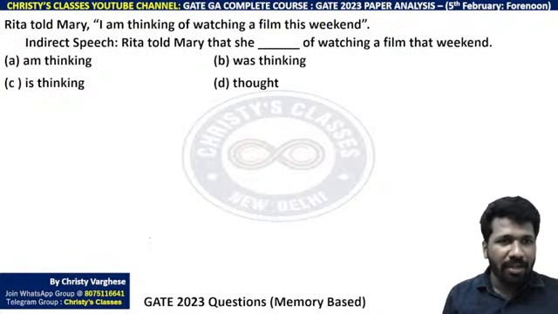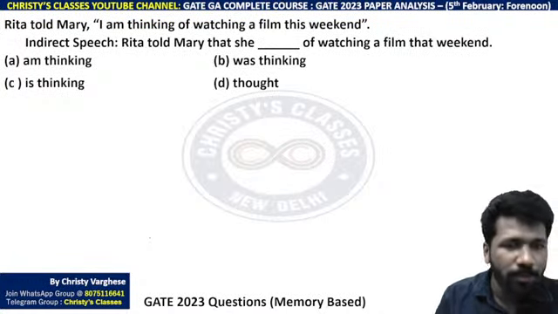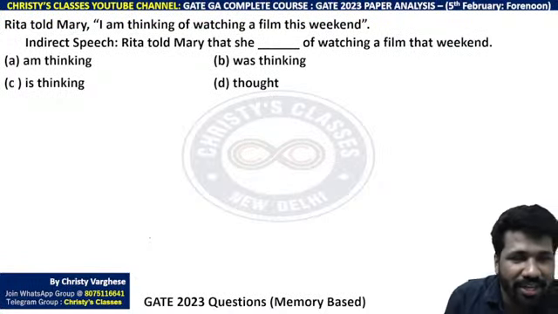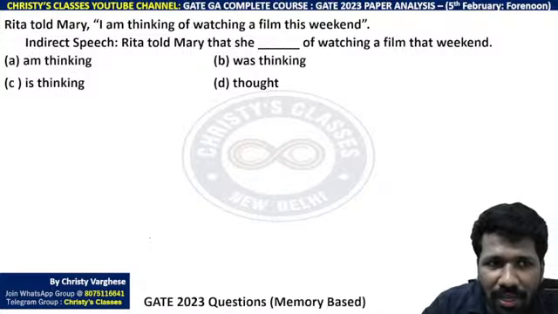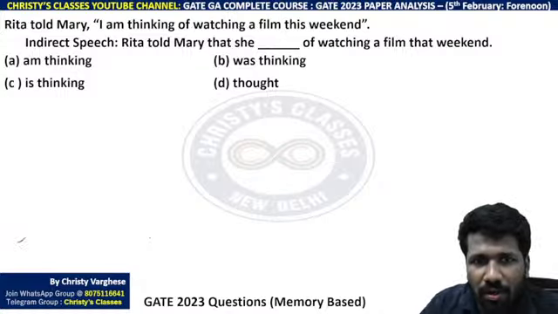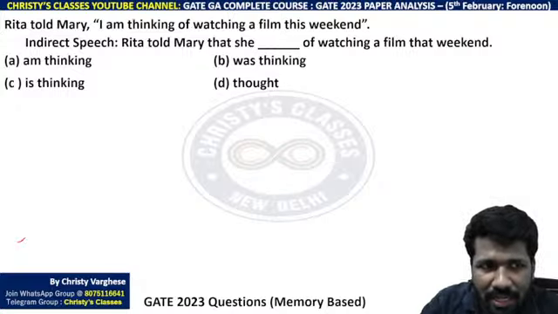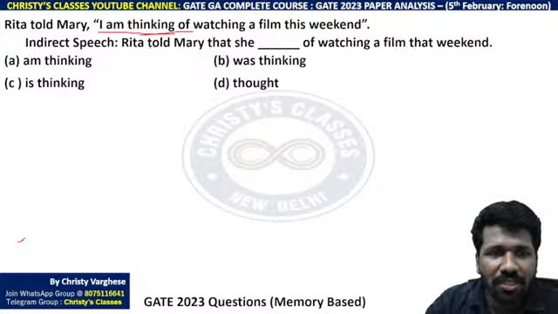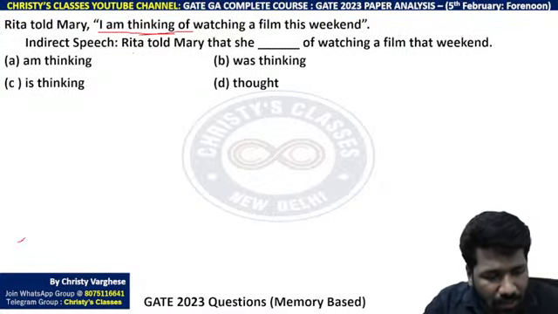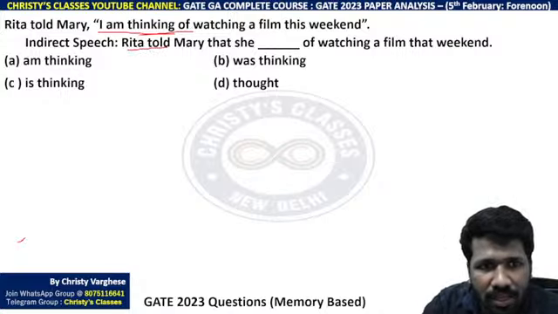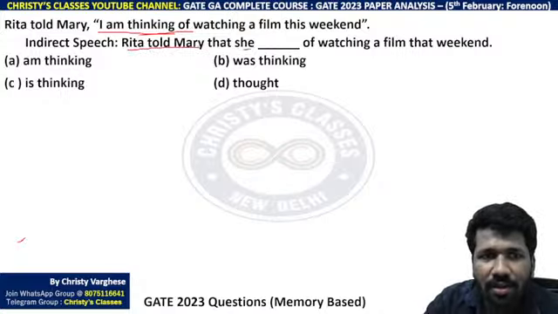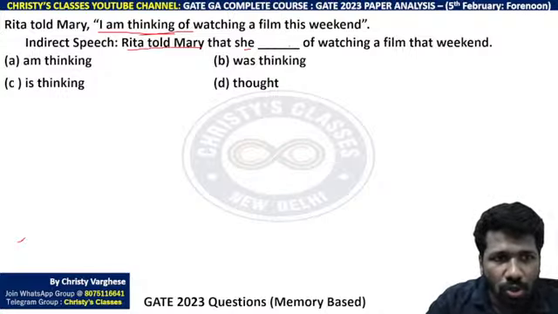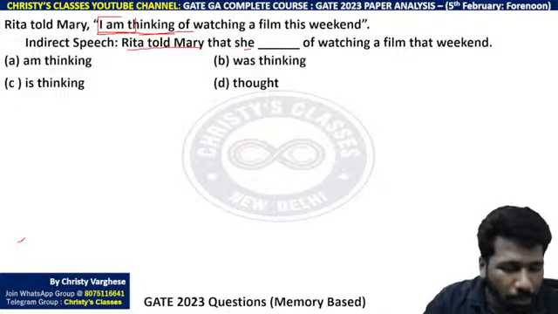Again, most of you are familiar with indirect speech, but I'm just explaining to those people in case you have forgotten, because in school days you have learned this anyway. Direct speech, indirect speech. So Rita told Mary, in quotations, I am thinking of watching a film this weekend. So Rita's statement as it is mentioned here. But in indirect statement, it will be mentioned that Rita's statement was this, like a paraphrase. Rita told Mary that she, so this is about a past thing, na? Here, when it is told, it was in present. But when it is reported, it is in past, na?